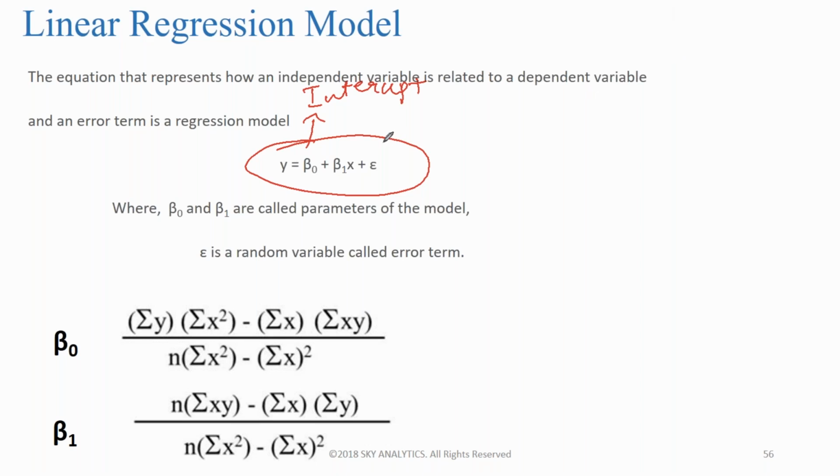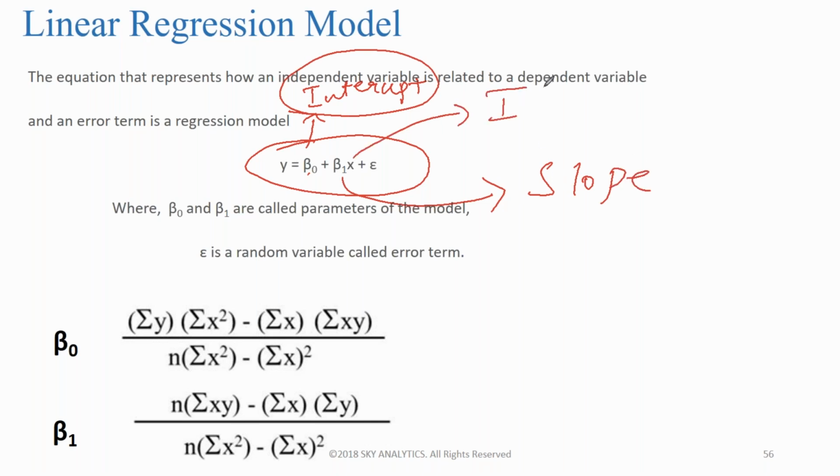Y is equal to beta naught plus beta 1x plus epsilon. Beta naught is your intercept. Beta 1 is what? Beta 1 is your slope, x is your input variable, and epsilon is your error. In a regression model, this epsilon is your error.